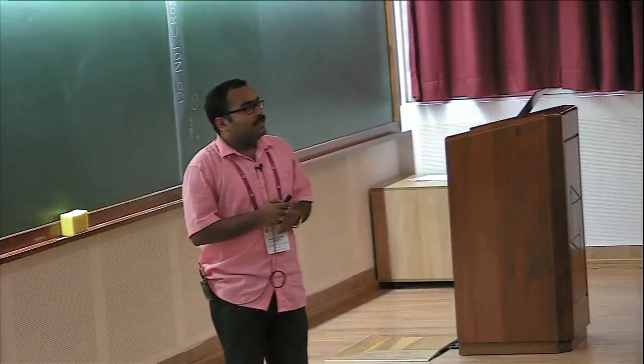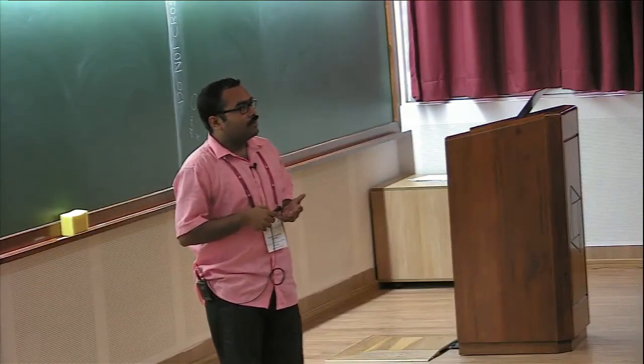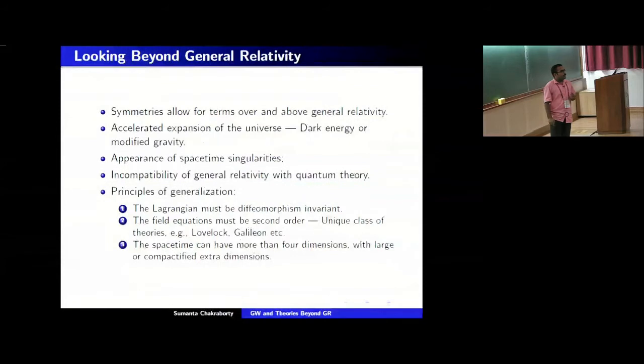So let us start by saying why one should look for theories beyond general relativity. There are several modifications thereof. I will just talk about a few of them. So the first comes from the consideration of symmetry in this theory. So constructing any Lagrangian, you often refer to symmetry principles, saying we should write down all the terms in the Lagrangian which are consistent with the symmetry.